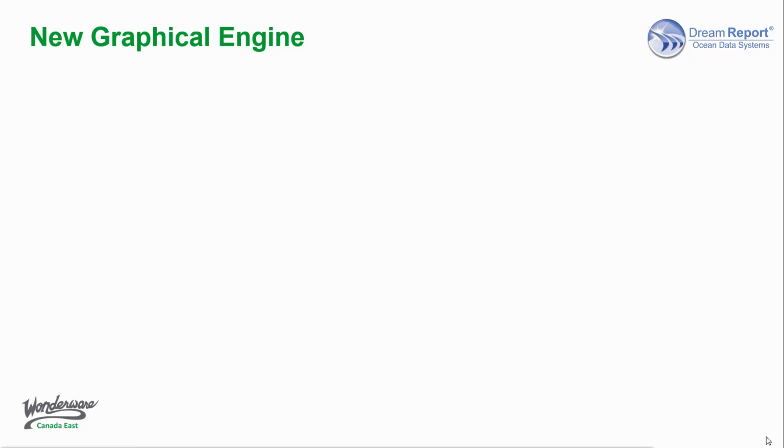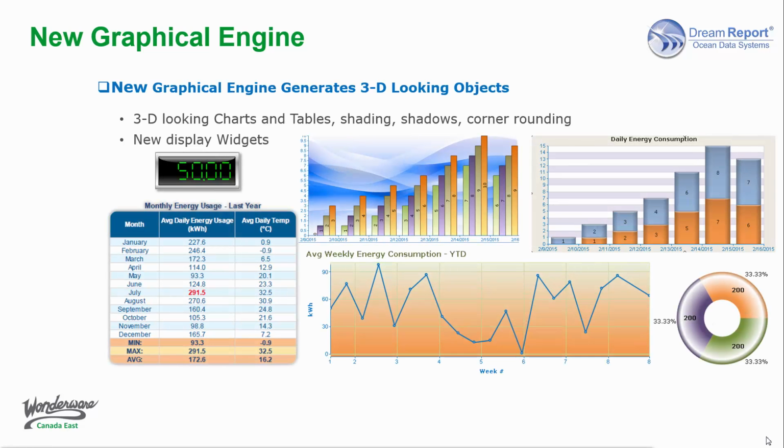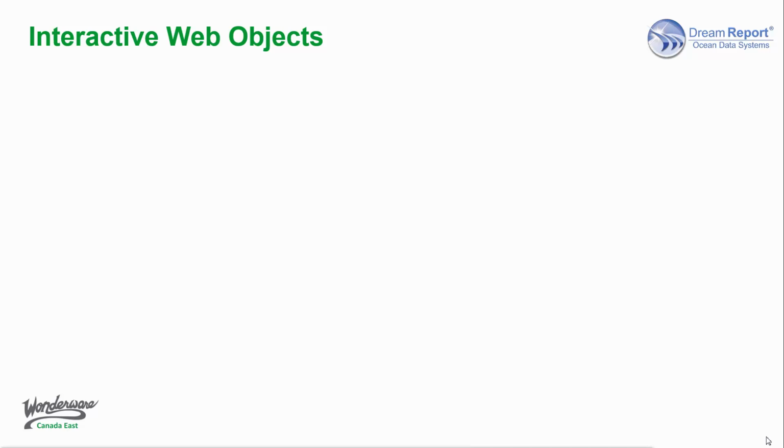All reporting objects, including charts, tables, and text, have been enhanced with a new look and feel. You can apply shading, shadows, and rounded corners, and charts and graphs have many new display and color options. We've also added new display widgets. Additionally, any object on a report can be shown or hidden based on a real-time condition or logical expression.